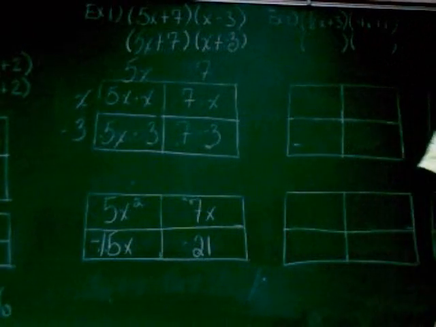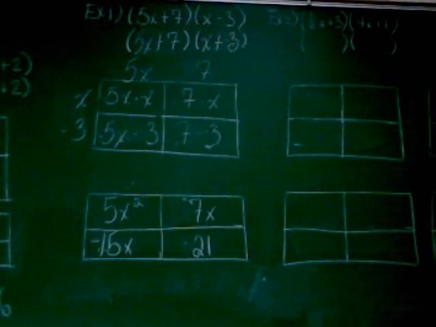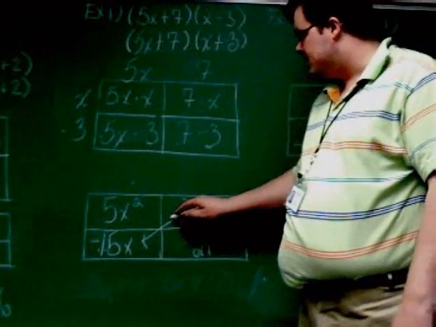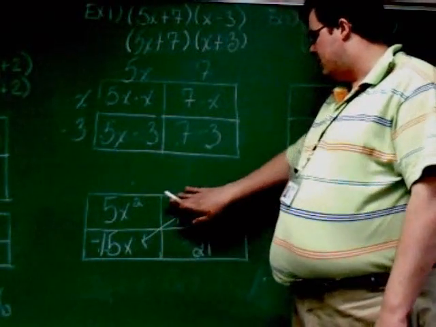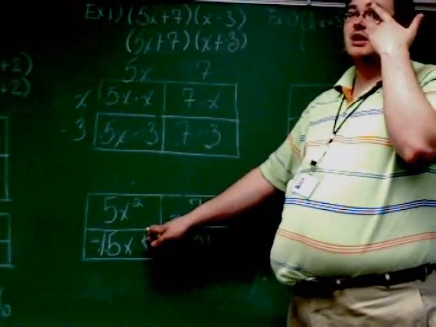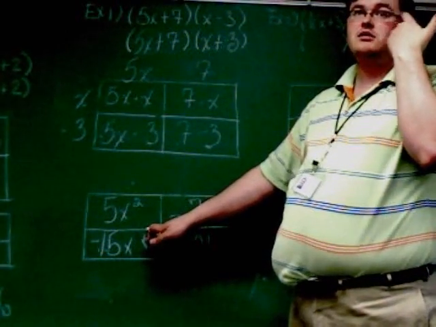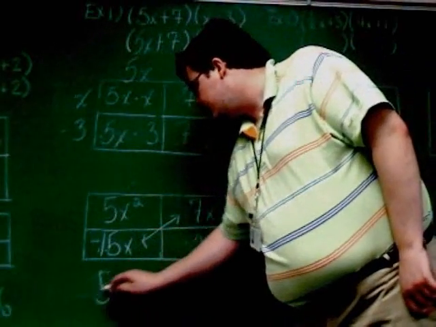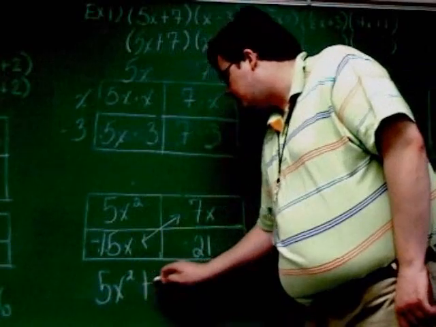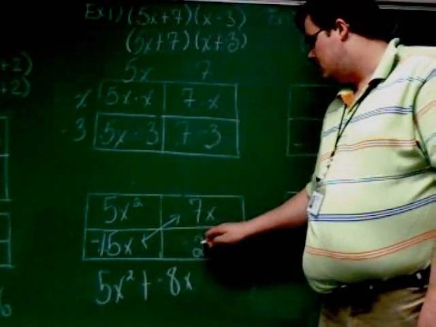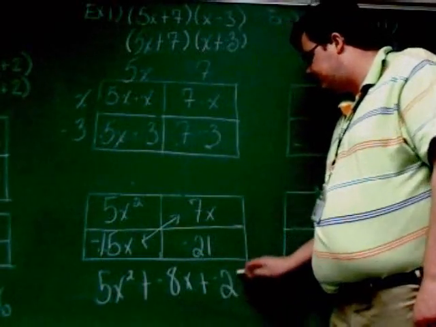Now, once again, on that one diagonal, those terms add up because they're just plain old x, and that's the only reason that is so. So you've got 7x and negative 15x, which add up, of course, to make negative 8x, and then we're ready to write our final solution. 5x squared plus negative 8x, again, that's what we got when we added those two together, plus negative 21.